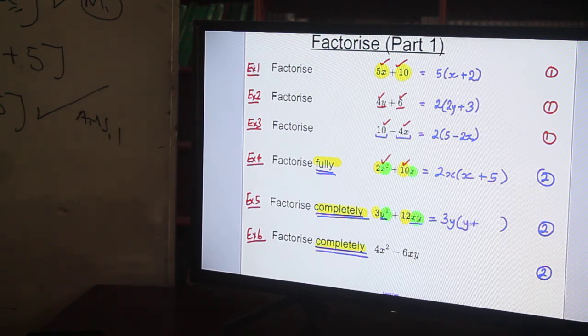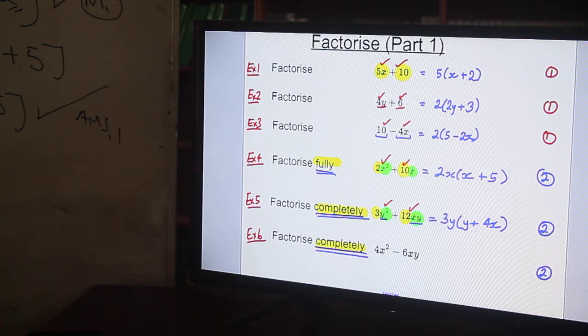Put in your plus sign. And what must go here? Well, 4x. Y, well, let's expand out. 3y multiplied by y is 3y squared. 3y multiplied by positive 4x is positive 12xy.